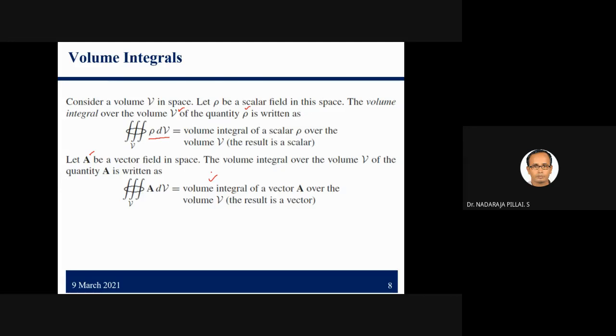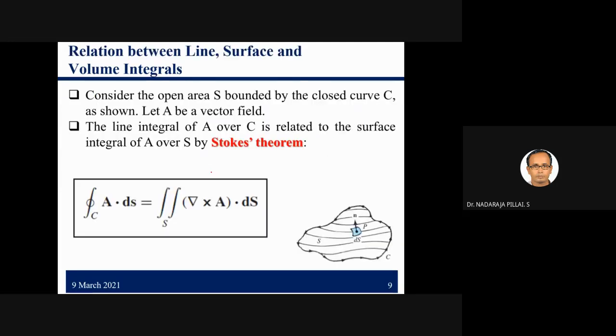Now let us think about the relation between the line, surface, and volume integrals. You might have studied Stokes theorem, divergence theorem and so on, but anyway we will revisit them. Let us consider an open area S bounded by the closed curve C, and let A be the vector field. The line integral of A over C can be related by Stokes theorem. So the closed integral over C of A dot ds can be expressed as the surface integral of del cross A dot dS. This is what is called Stokes theorem.